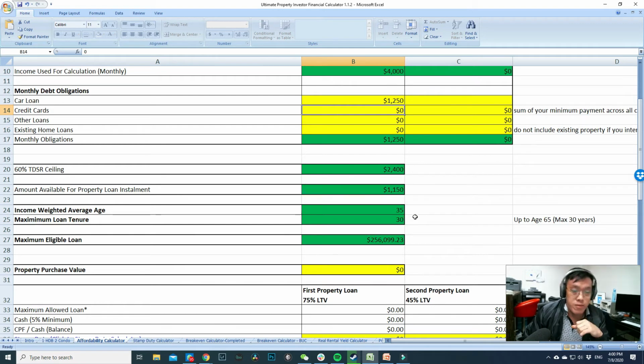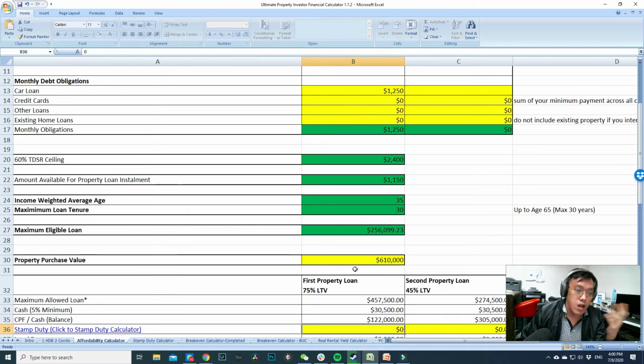Based on this, her maximum eligible loan works out to be about $256,000. Now, will this amount together with the money she has be enough for a purchase? Let's see. The property purchase value is $610,000.